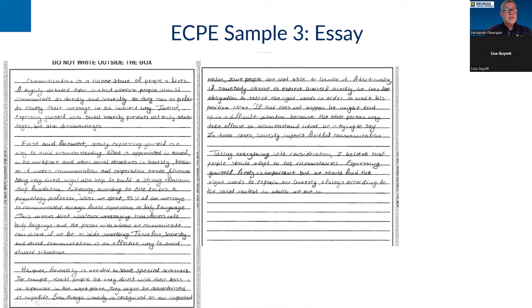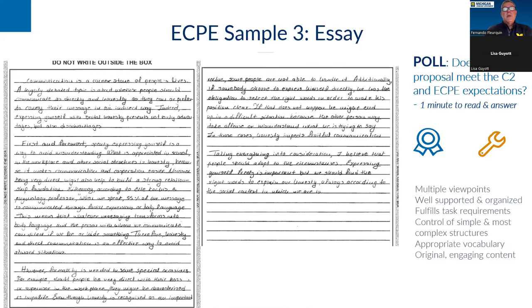Okay, you ready with this one? I see that the great majority responded this sample is meeting the expectations of an ECPE and C2 level. So there are multiple viewpoints. It's well supported, organized, and fulfills the task requirements, definitely. There's control of simple and most complex structures. Vocabulary is appropriate, some sophisticated vocabulary is used, and there's original and engaging content. So this is definitely passing composition.